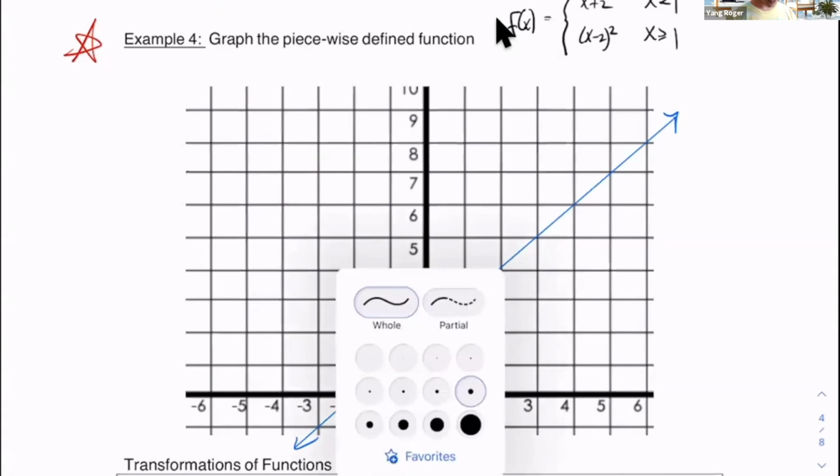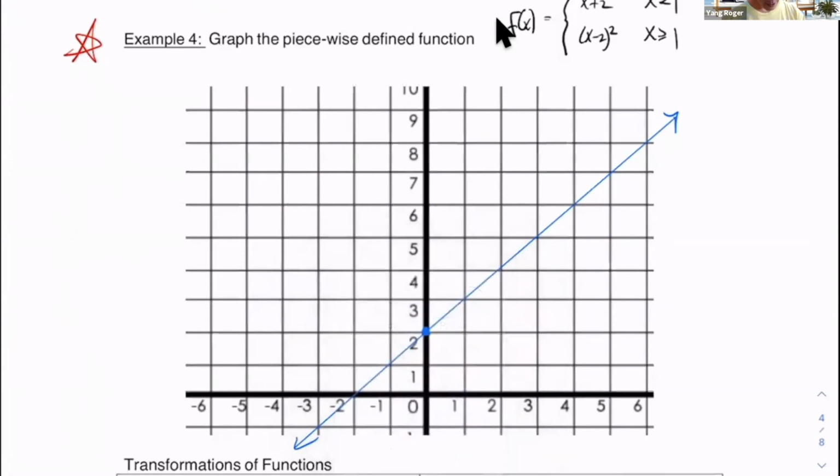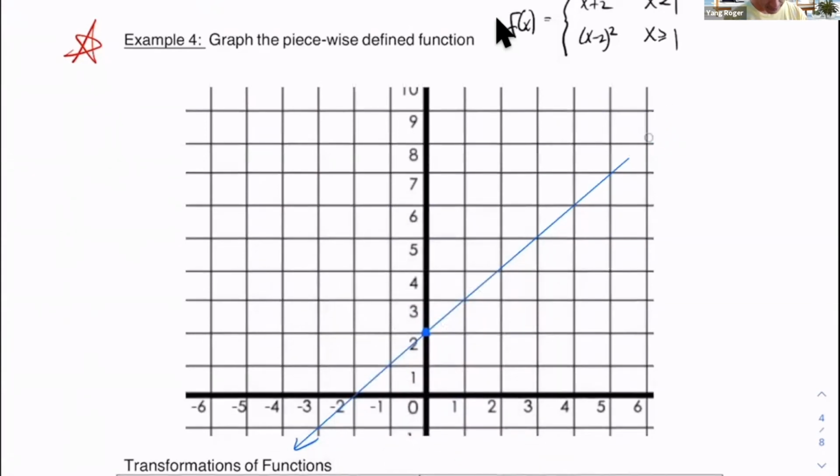I'm going to come over here, switch my eraser to partial, and erase all of this stuff because it's out of range. All of these are outside the domain that we're working with. And you see how we have this less than here? That less than means we're not including 1. So I'm going to put an open circle here. Are there any questions about that?